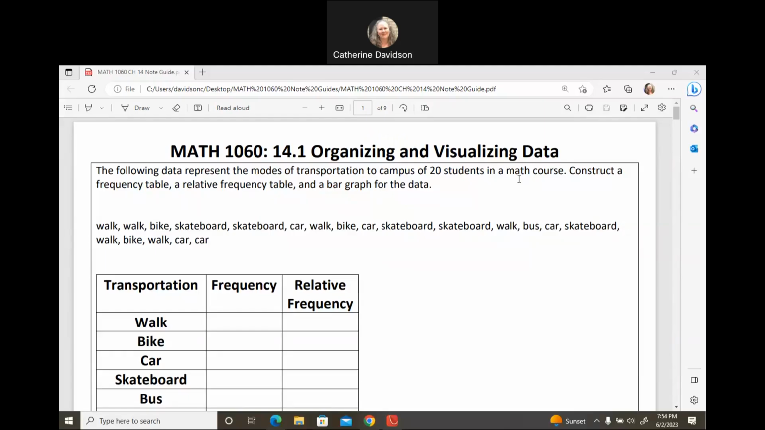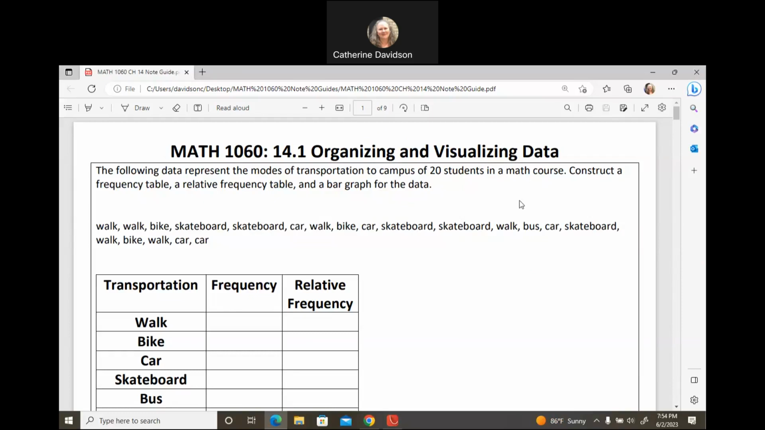This is section 14.1, organizing and visualizing data. The following data represent the modes of transportation to campus of 20 students in a math course. Construct a frequency table, a relative frequency table, and a bar graph for the data.